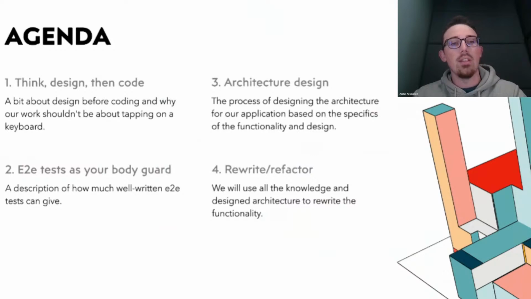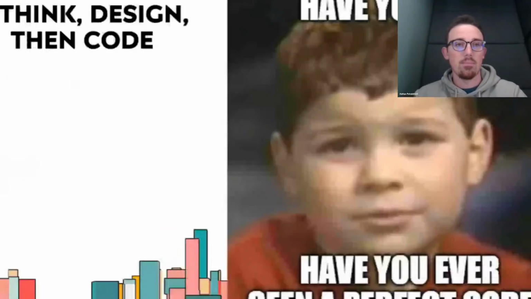Next, we will check how end-to-end tests can save your skin in really risky moments in the project. Then we will design the architecture, discovering how we can achieve and gather the benefits of a well-designed architecture. Lastly, I will show you the rewrite and refactor process. We'll summarize everything, and that will be the end of the presentation, of course, if you don't have any further questions.